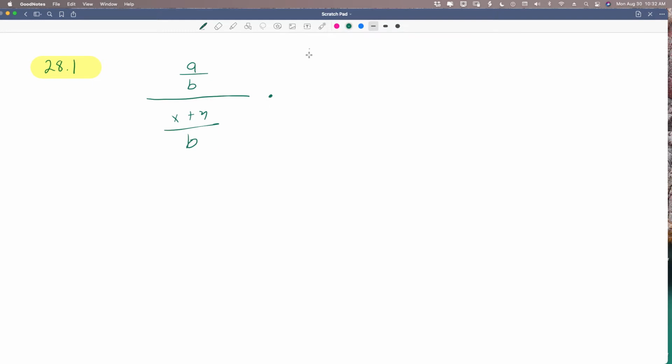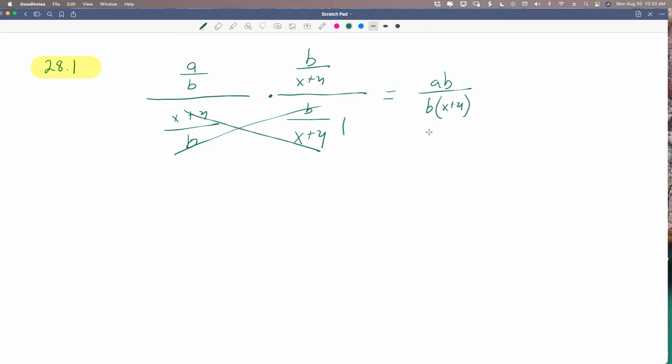So we're going to say b over x plus y, and we're going to multiply both of these by b over x plus y. So what happens is this cancels and this cancels. So this is 1 on the bottom. So we end up with a result of AB over b times x plus y. And we can see that we can factor out the b here. So that leaves us a over x plus y as our result. And that was a little bit faster, I think, than keep it, change it, flip it.